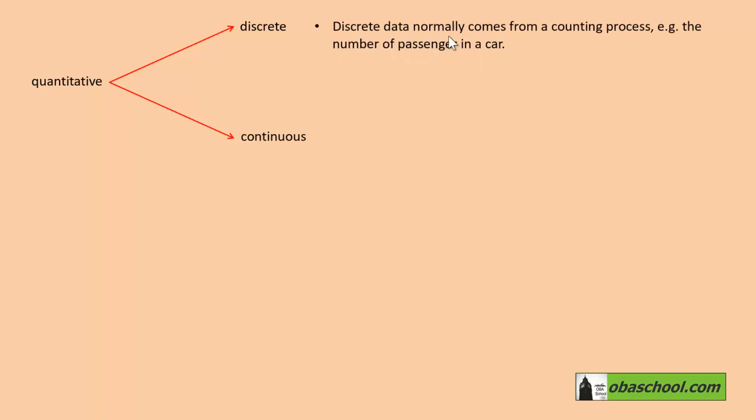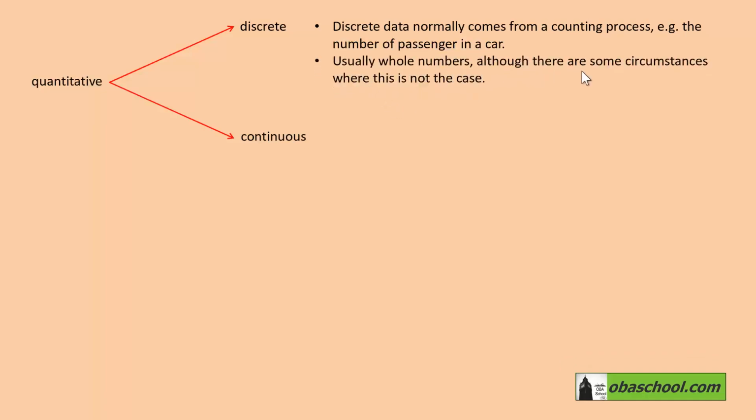Discrete data normally comes from a counting process, e.g. the number of passengers in a car. Usually whole numbers, although there are some circumstances where this is not the case, and we'll look at one of those in a moment.